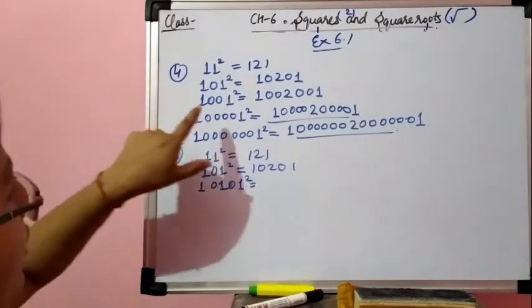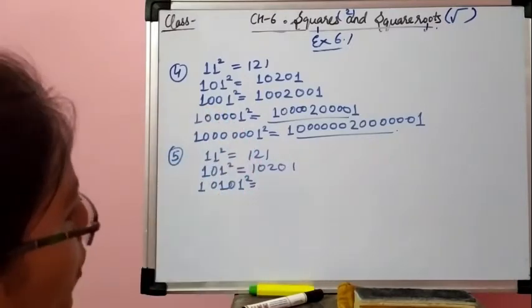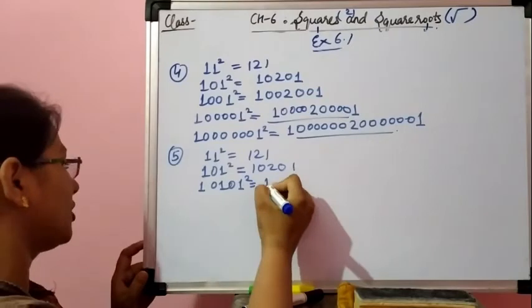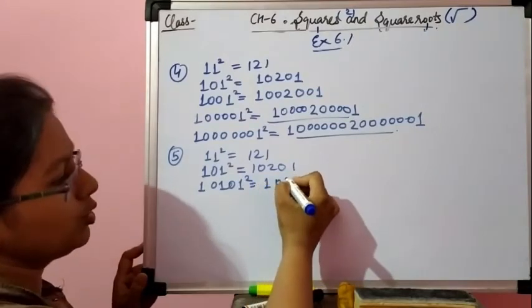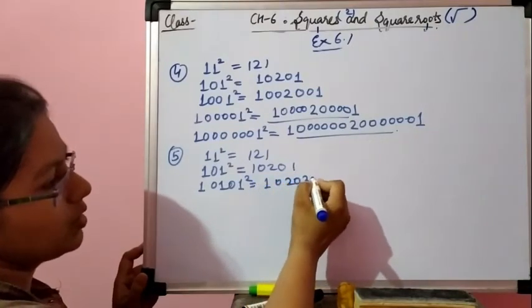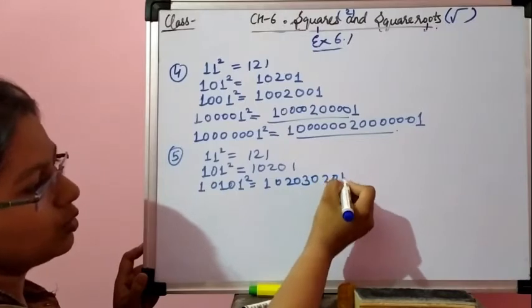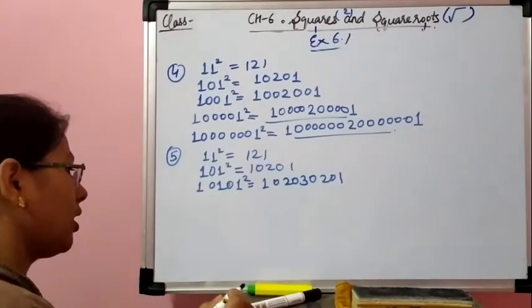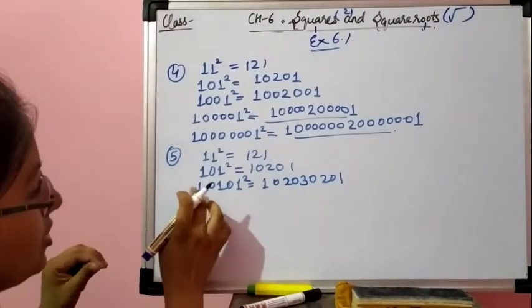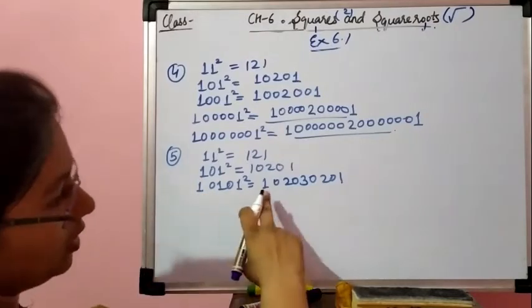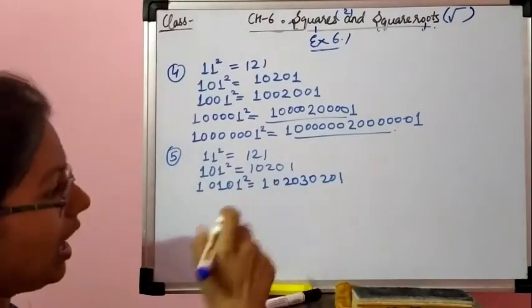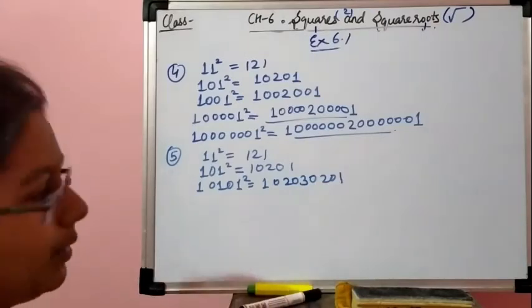Now instead of having all zeros in between, I am having 1 also. So the answer for this will be 102030201. Now what is the pattern? The counting will go up to the number of 1s, and 1 will come in between.